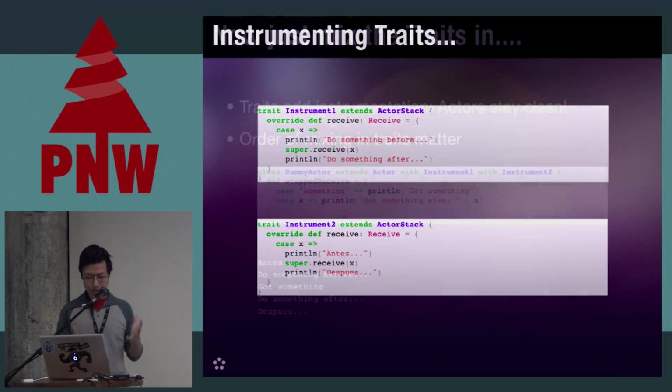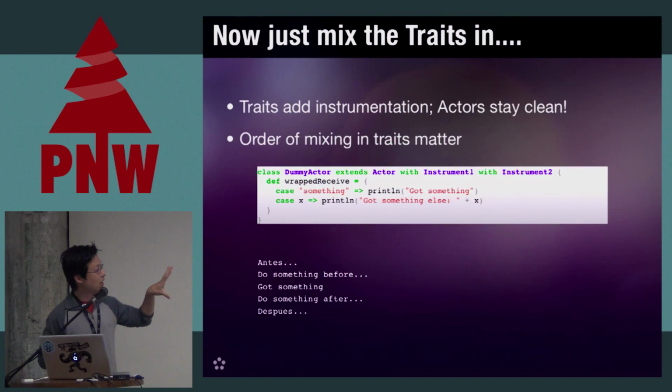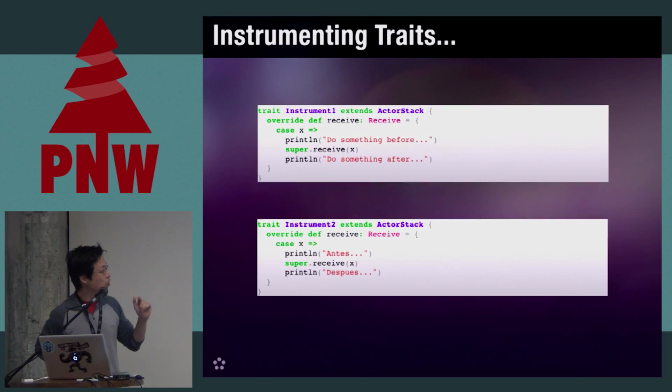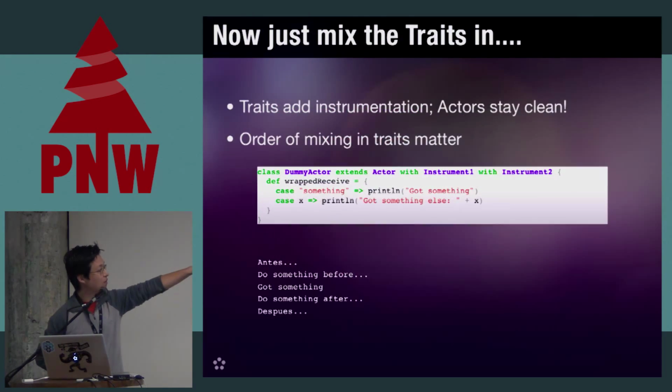Now if you mix both of them together, let's say that I do extends Actor with Instrument1 with Instrument2. Now you notice that the body of my function is very simple, and the order that you mix them in then determines the order that the behavior modifiers get called. So if I go back a little bit, you notice that Instrument2 is the last one in the stack. That one gets called first.